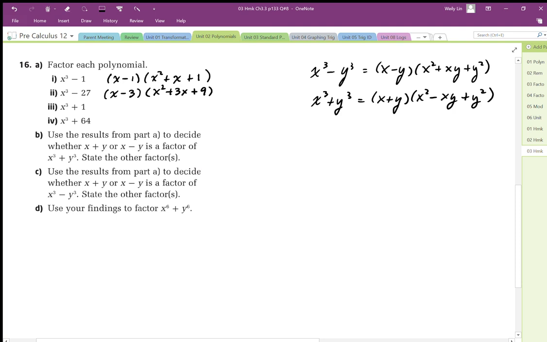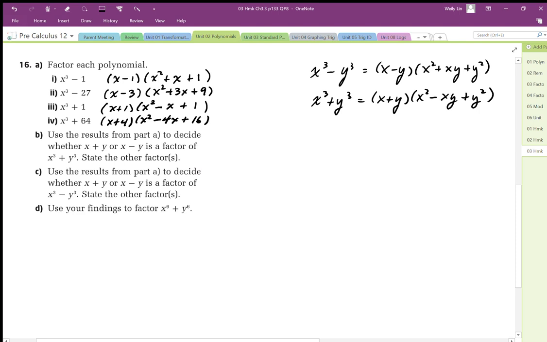Now the plus is easy because it's the same as a minus, except if it's plus here, we get plus here, and then it switches sign over here. So this is minus here, and it switches signs over there. So this becomes x plus 1, x squared minus x plus 1. And this one becomes x plus 4, x squared minus 4x plus 16. Okay, so there's our factored forms.